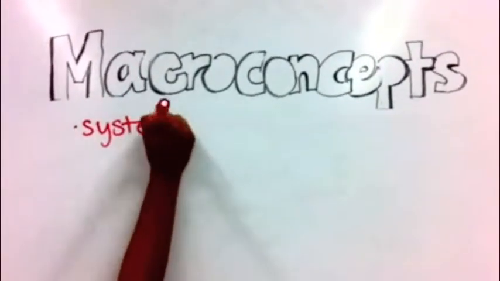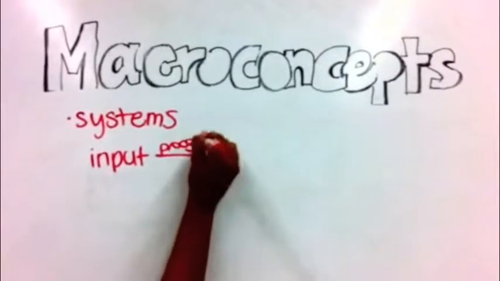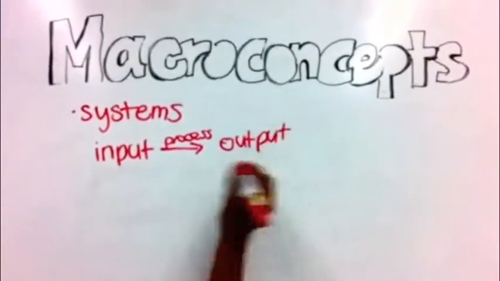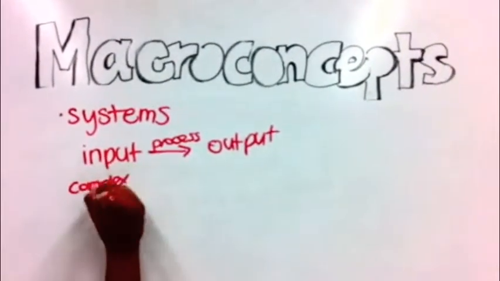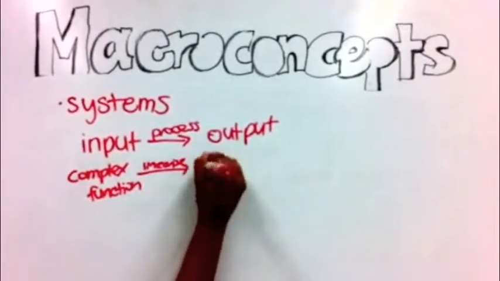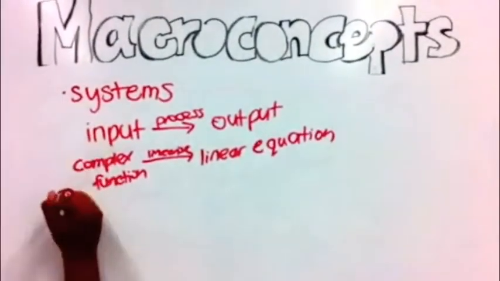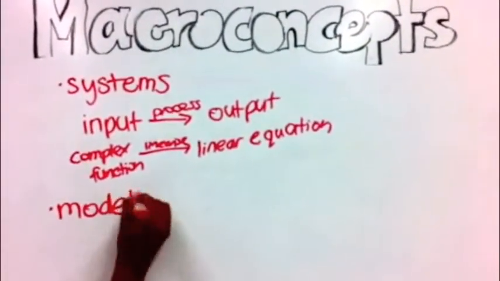The macro concepts of linear law are systems and models. Systems comprise different components and take in input to produce a different output. This can be seen in linearizing relationships, where an originally complicated graph can be linearized to a straight line graph. Models are accurate representations of real-life situations and processes.